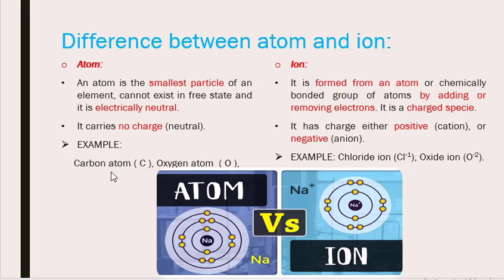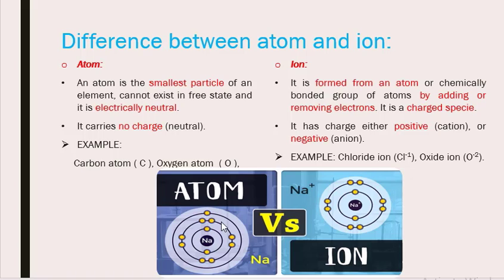For example, carbon atom represented as C, while atom of oxygen represented as O. Anion, chloride ion and oxide ion. Now we can see in the figure the formation of a positive ion, sodium ion, from sodium atom.